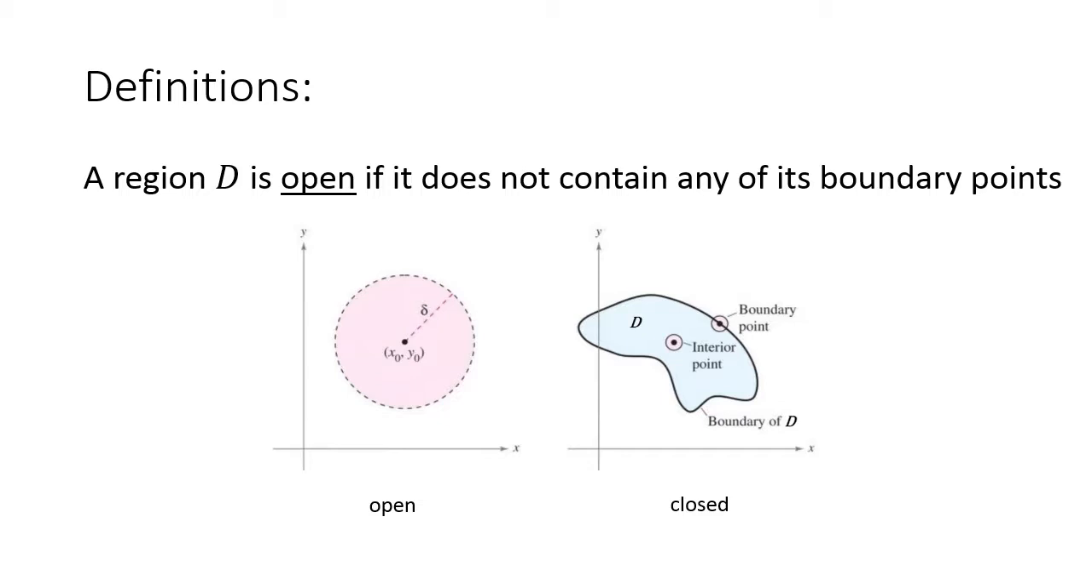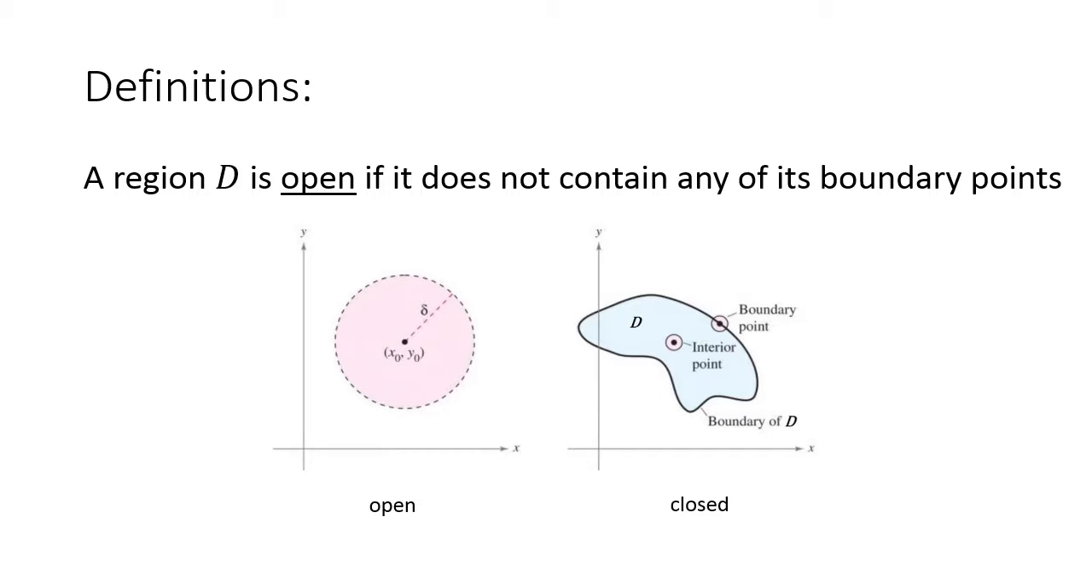The next definition is going to be open. Now, a region. So we're not talking about a curve now. We're talking about a region in space. And again, this is kind of a preview. Our next section is going to go back to double integrals and stuff from chapter 15. And we're going to be talking about regions in space, typically represented by D. But we say that a region is open if it does not contain any of its boundary points.